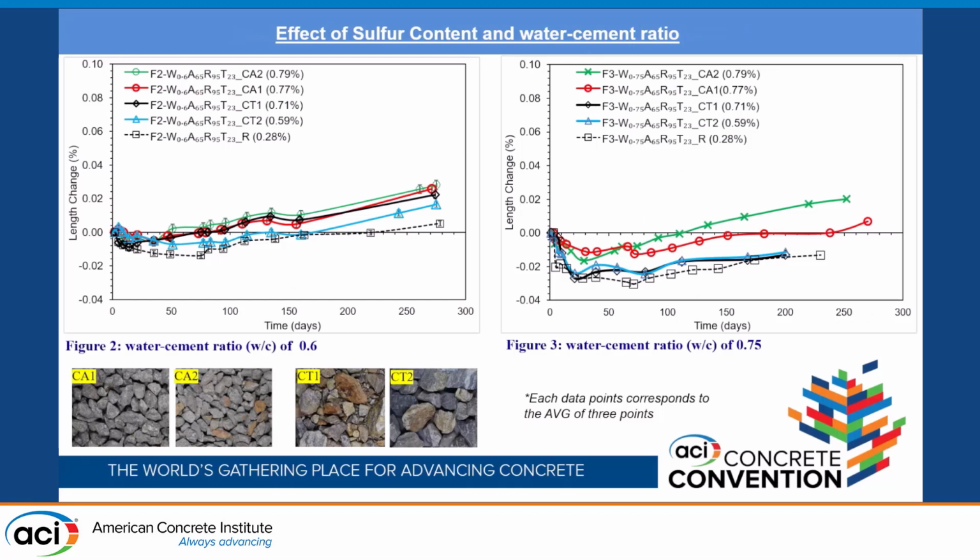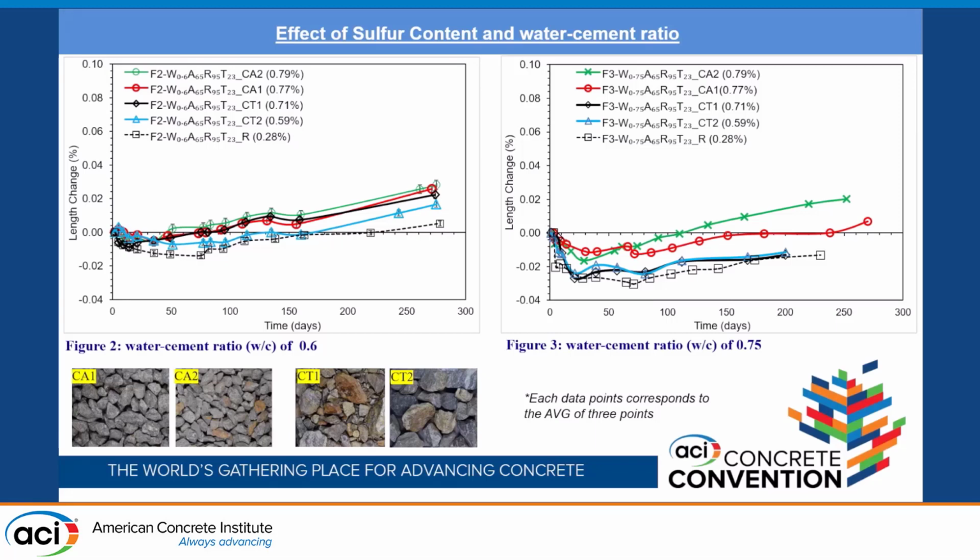Here figure 2 shows the length change of mortar bars cast with 4 different types of sulfide bearing aggregates, including control aggregates. Within 280 days, they only showed less than 0.03% expansion, which is very low. However, the expansion obtained using CA2 aggregate, having total sulfur content of 0.79% in the mix, showed comparatively higher expansion than the other 3. Therefore, with the amount of sulfur content, the expansion is increasing.